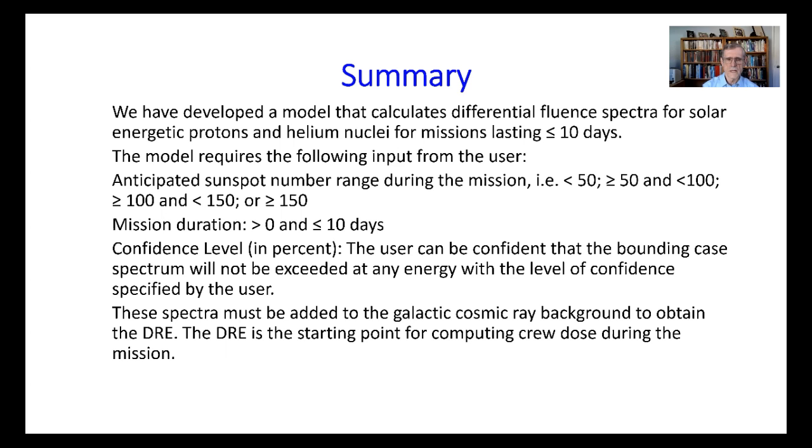So in summary, we have developed a model that calculates the differential fluence spectra for solar energetic proton and helium nuclei for missions less than or equal to 10 days. The model requires the user to tell us in which sunspot number group his mission will occur, what the mission duration is, and what confidence level he desires. With those data, this model will then calculate the bounding case spectrum for each of the elements. But to get the design reference environment, one needs to add to that bounding case spectrum the galactic cosmic ray background.